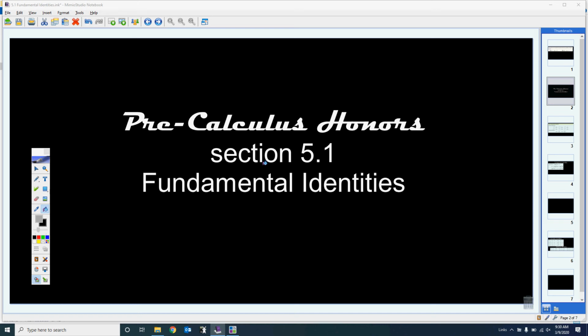Alright, so this is the start of Chapter 5. This is 5.1 Fundamental Identities. I'm going to go through this fairly quickly, but each time I'm going to be referring back to your identity sheet. So you definitely need your identity sheet out for this lesson.